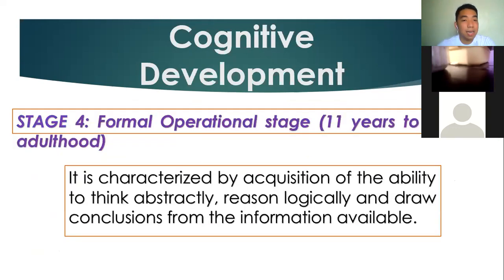And then the last stage, we have the formal operational stage, 11 years to adulthood. It is characterized by acquisition of the ability to think abstractly. So we can reason logically and draw conclusions from the information available. So this one involves higher order thinking skills, HOTS.